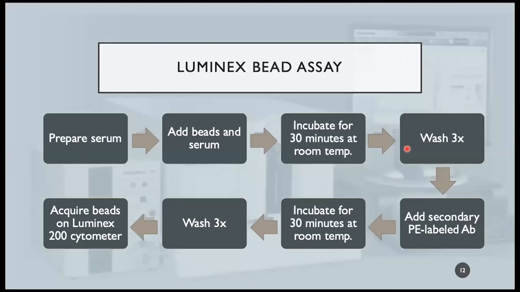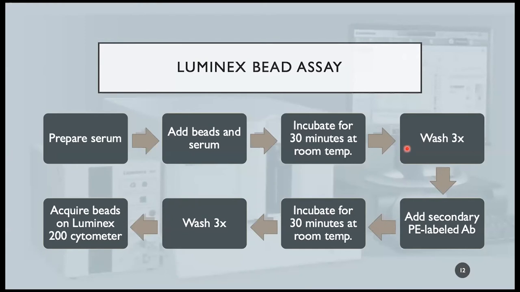Next, for our Luminex bead assay, we first prepared dilutions of our patient serum, and then we can use a 96-well plate to add the beads and then the patient serum, and we have separate wells to detect both IgG and IgM, anti-A and anti-B subtypes.